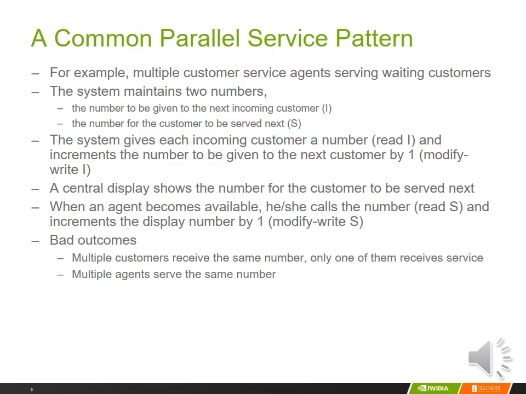A central display will show the number for the customer to be served next. When an agent becomes available, he or she calls the number, which is a read operation on S, and increments the display number by 1, which is a modify write operation on S. In this pattern, there are two bad outcomes. One is if multiple customers receive the same number and only one of them receives service. And the second bad outcome would be that multiple agents serve the same number and only one of them will get a customer.